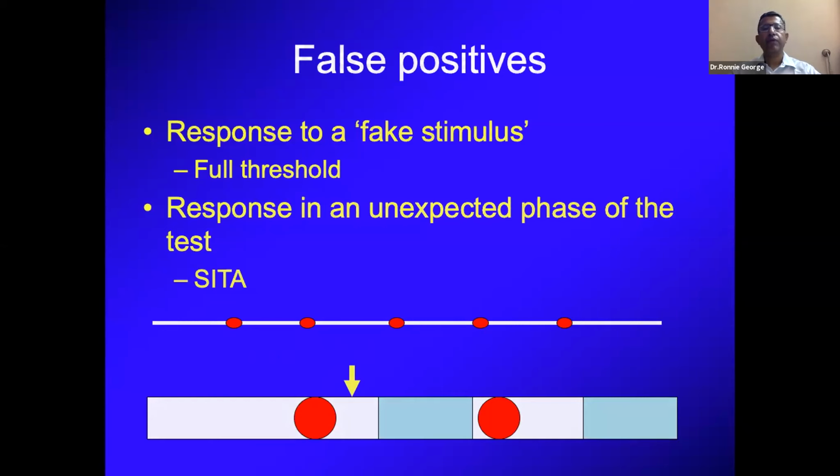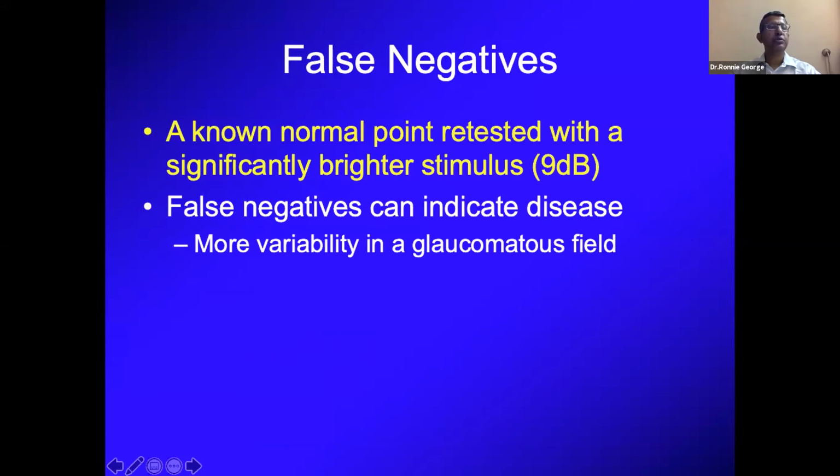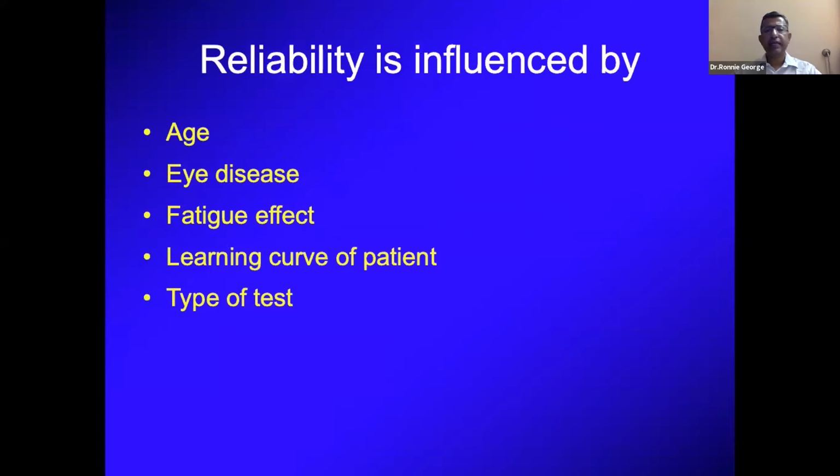A false negative is when, at a known normal point, which you have tested before, you show a significantly brighter stimulus. If you don't respond at that time, this is recorded as a false negative, because you are expected to respond at a point that you have seen before. But false negatives are a little more tricky, because when you have glaucoma, you can have false negatives, because there is more variability in the glaucoma field, and thresholds can fluctuate within the test itself. So we pay less attention to the false negatives from a reliability point of view than we do with false positives. Reliability is also influenced by age, disease, fatigue effect, the learning curve of a patient, and the type of test. The longer the test, the less reliable it's likely to be, just because of fatigue.